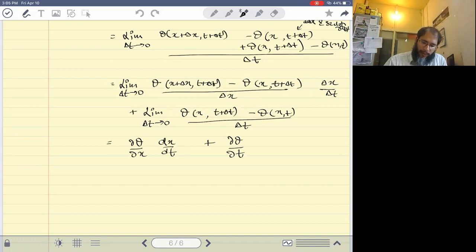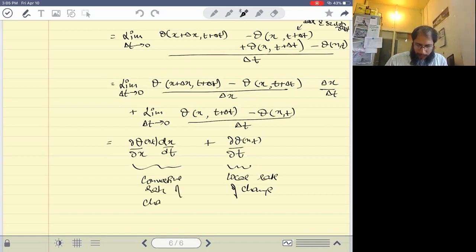Okay, so now we can see that this is the local rate of change, because remember that theta now is a function of small x and t. It's a local rate of change, and this is the convective rate of change. So dx by dt is nothing but the velocity.